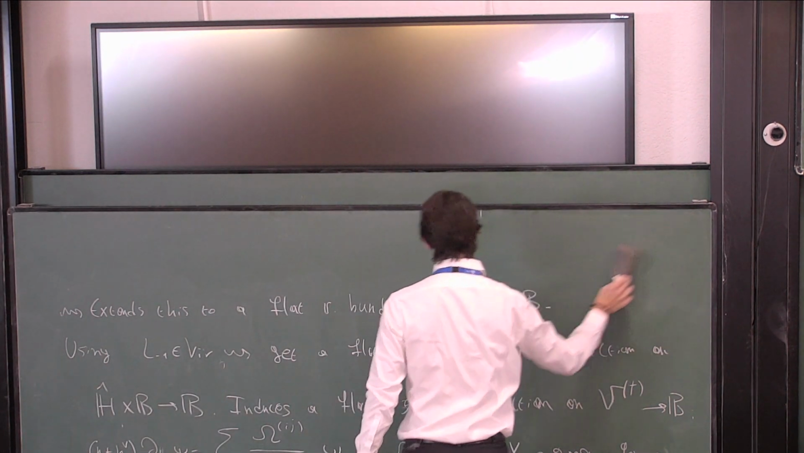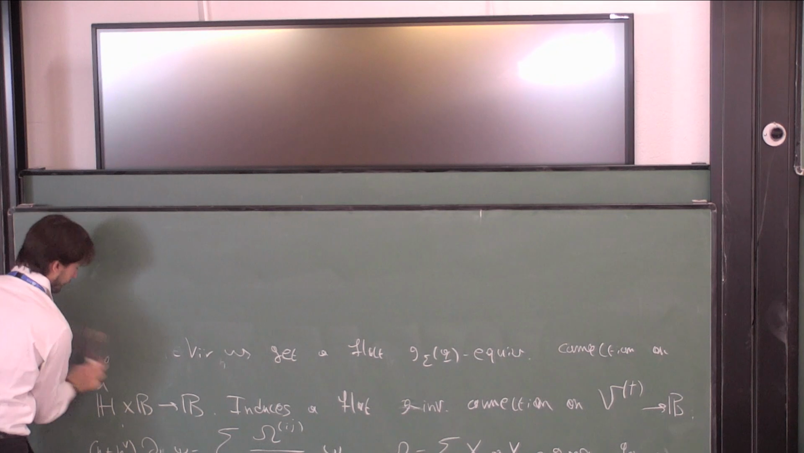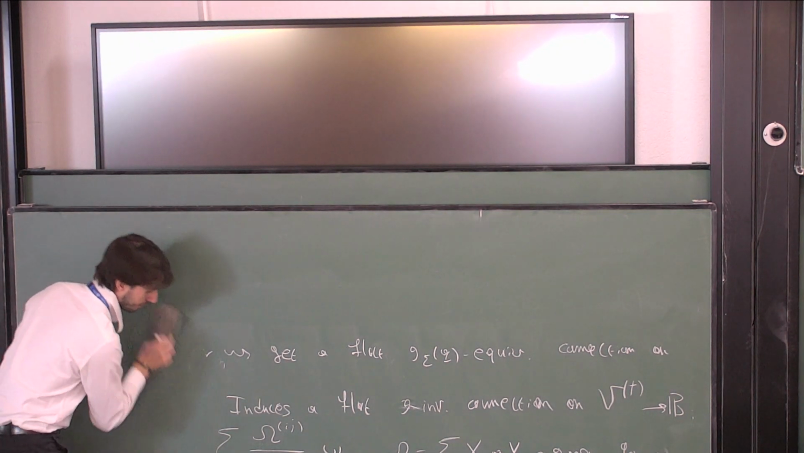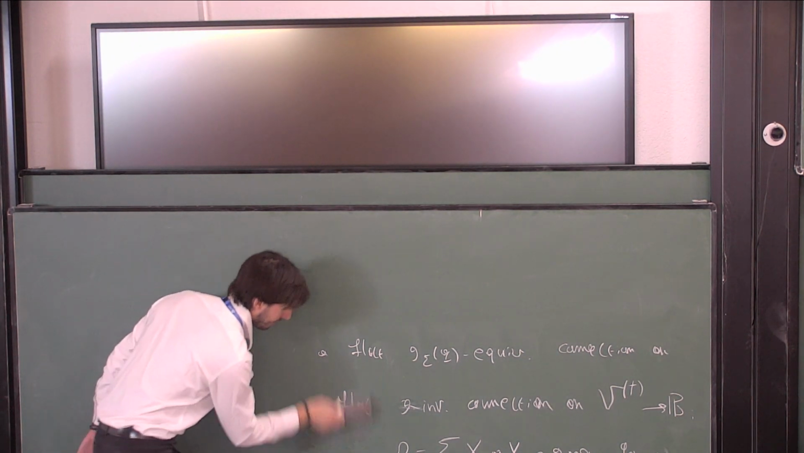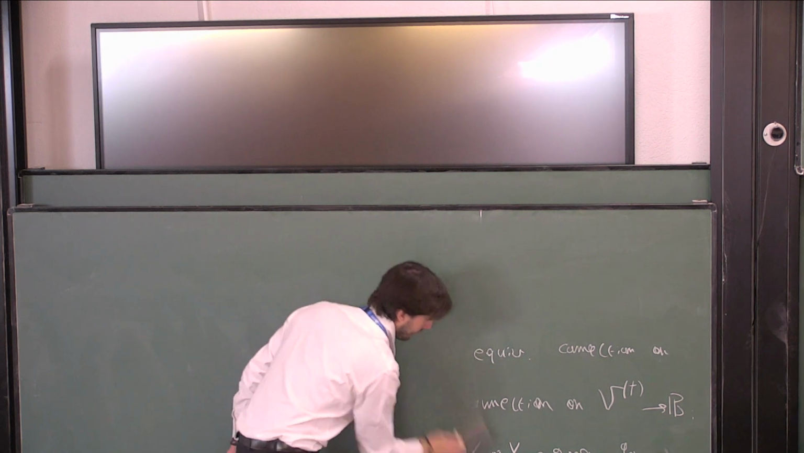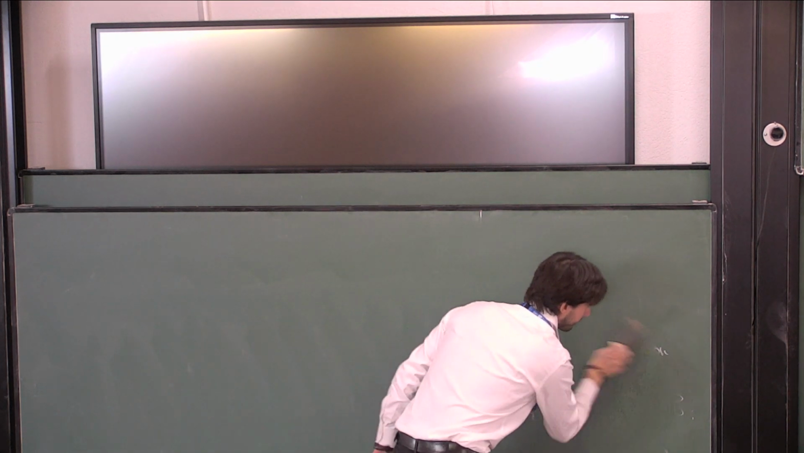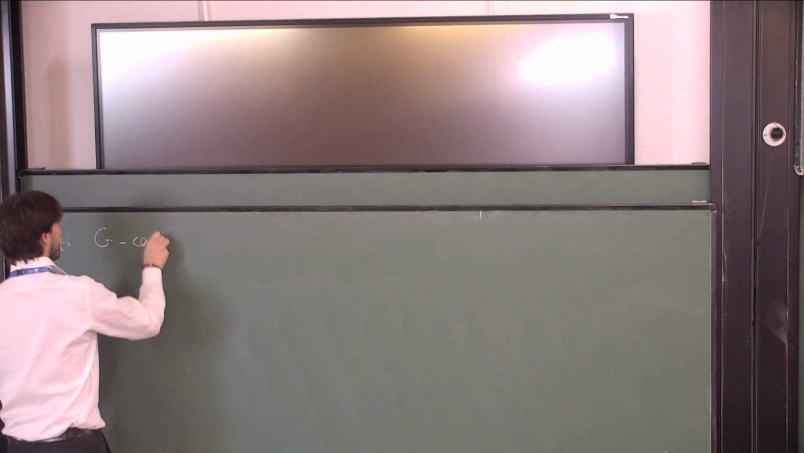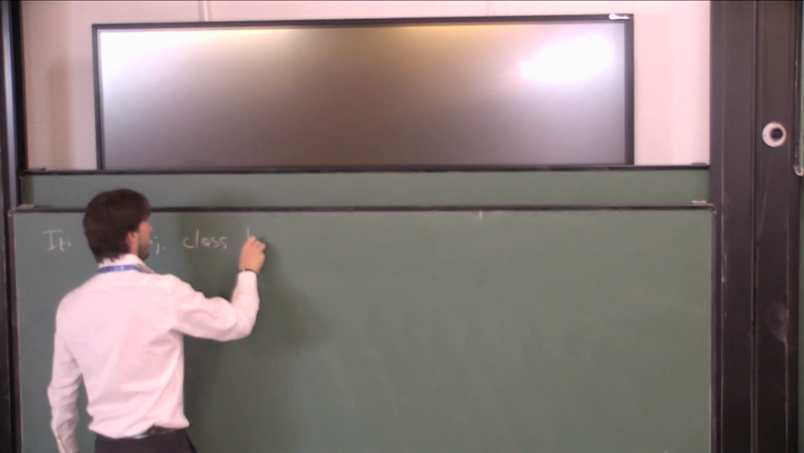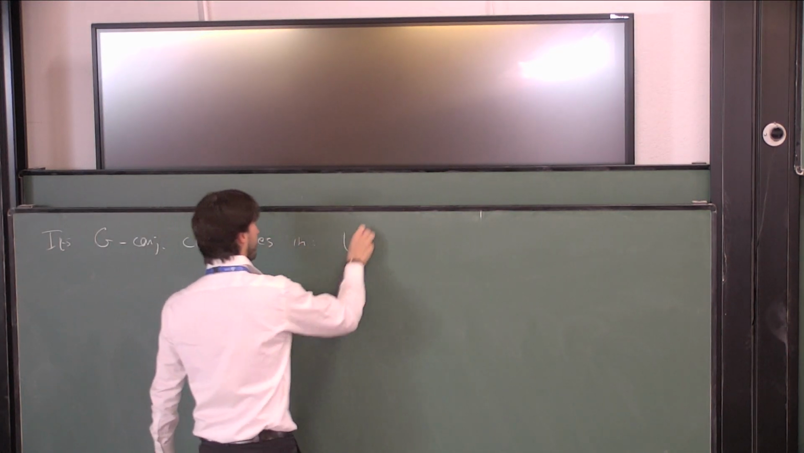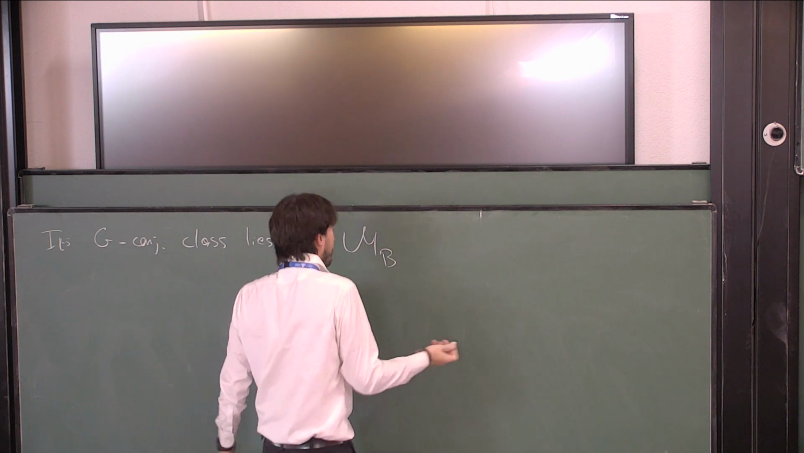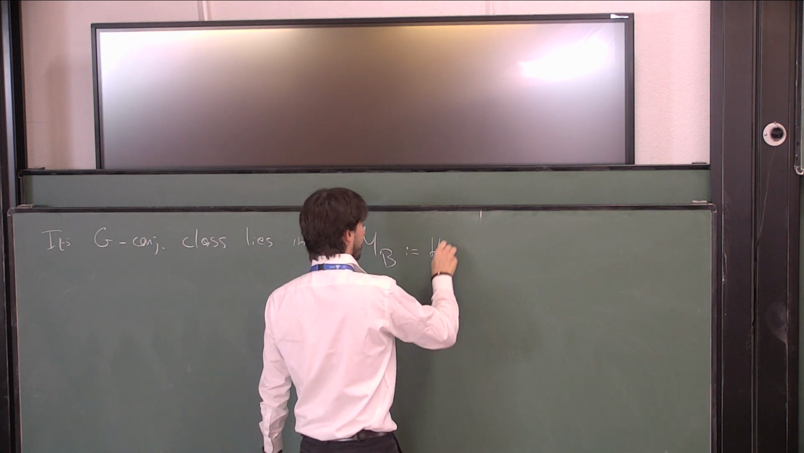Only that he was doing the version with and without boundaries, and here it's more about the puncture case, but of course there are relations. So it's the G conjugacy class, which lies in what sometimes people call M_B, the Betti space, but that's just the character variety. Okay?